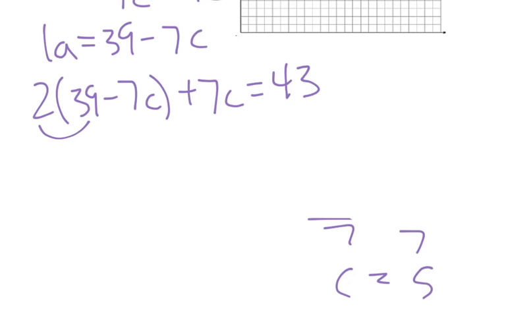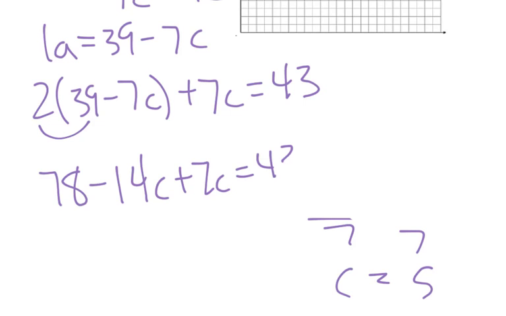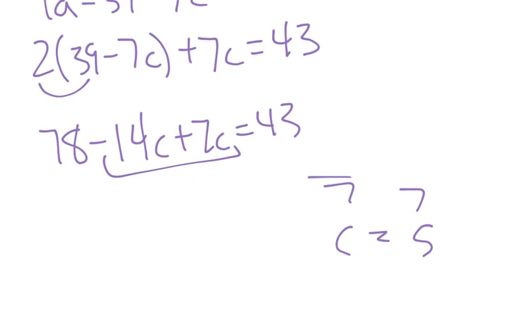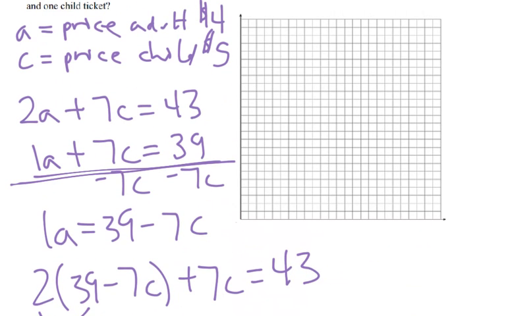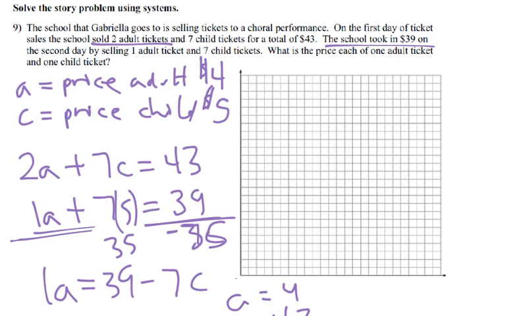So 39 and 39 is 78 minus 14C plus 7C equals 43. Combined like terms to get negative 7C. Subtracted 78. And we would have got 43 minus 78 to be negative 35. So negative 7C equals negative 35. Divided, and C would have equaled positive 5. And once we knew what C was, we could have just plugged it in here and got 35, subtracted 35, and got A equals 4. Okay, so that's another way we could have done it.